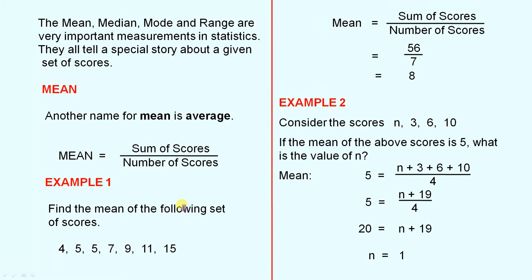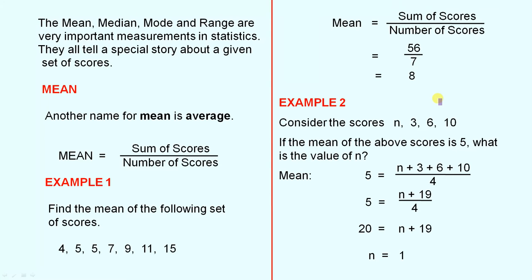Let's have a look at this example. Find the mean of the following set of scores. So here we have 7 scores. So the mean will be the sum of those scores over the number of scores. When we add them up, we get 56. If we divide by 7, because there are 7 scores, it gives us the mean as 8.